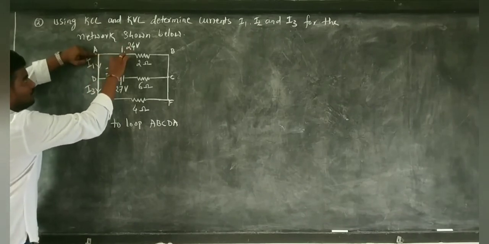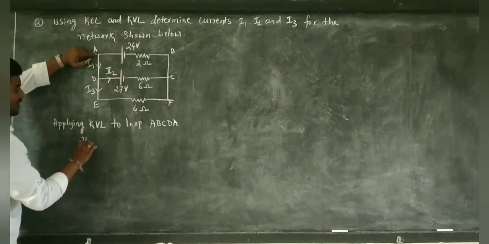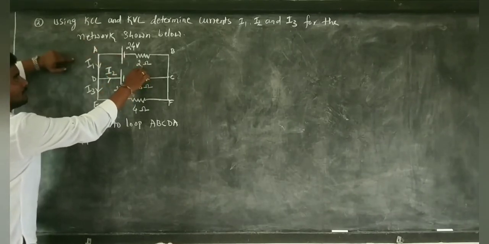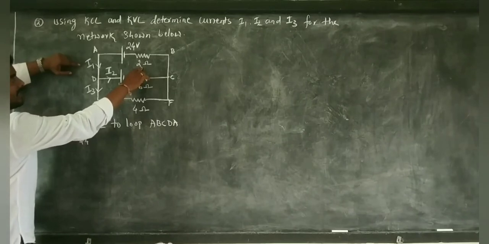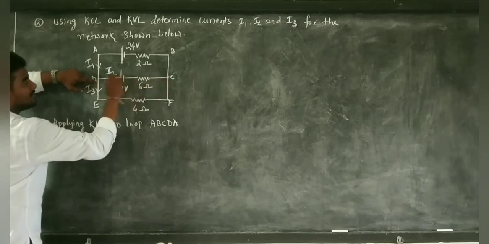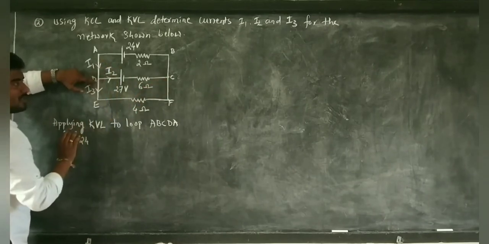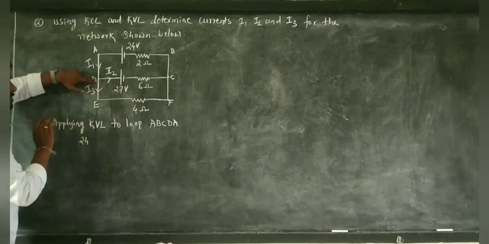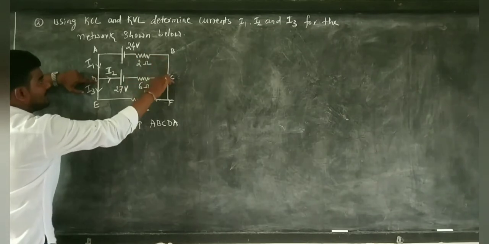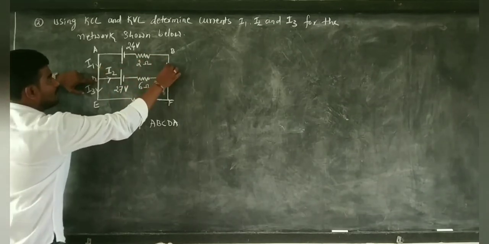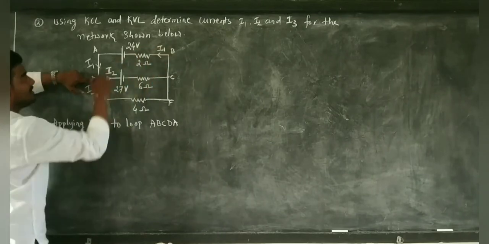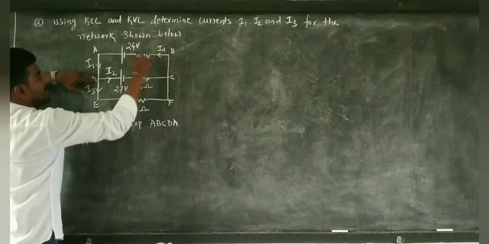See here, positive 24 volt is there, therefore I will write 24, and see here 2 ohm is there. This 2 ohm resistor is experiencing current how much? I1 current, because D is a junction, C is a junction, and between the junctions the current is always constant. D to C there is no junction point, therefore I1 current will remain as it is. This is I1. See, direction of current is like this, therefore I have indicated it this way.